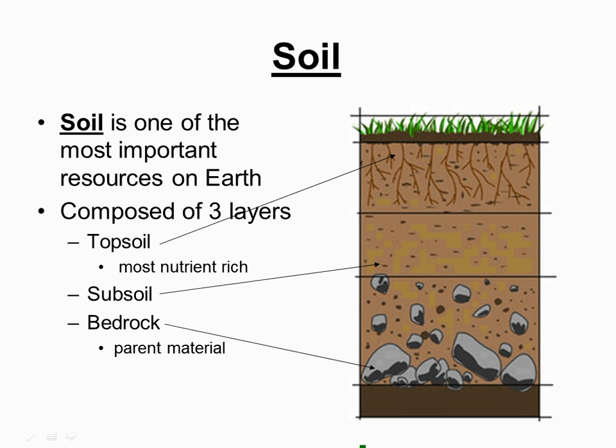Soil is the most important resource on Earth, or one of the most important resources. It's composed of 3 layers: topsoil, subsoil, and then bedrock. And there can be other various things in there.